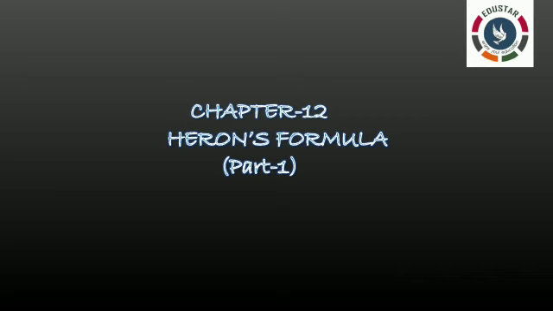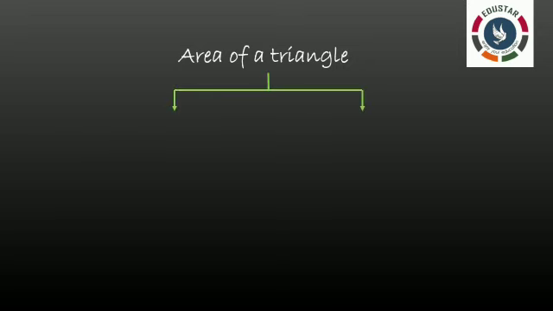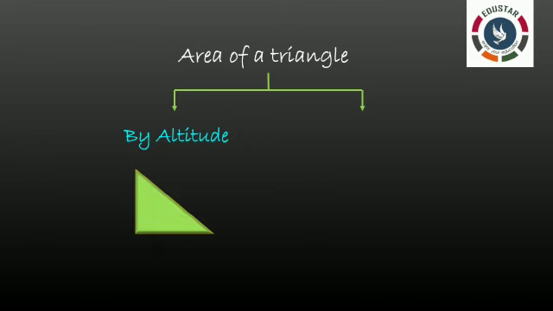Before moving into Heron's Formula, let us discuss what we have studied in our lower class. How will you find the area of a triangle? By altitude. That is, if the base and height of a triangle are given, then the area of a triangle will be half into base into height. This is applicable for a right angled triangle. In case the height is not given, what will you do?